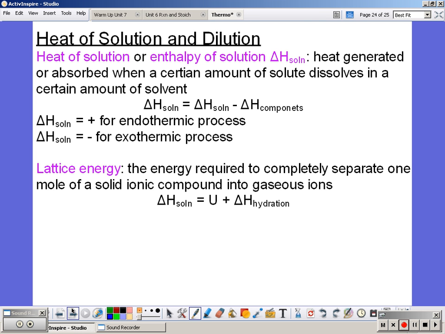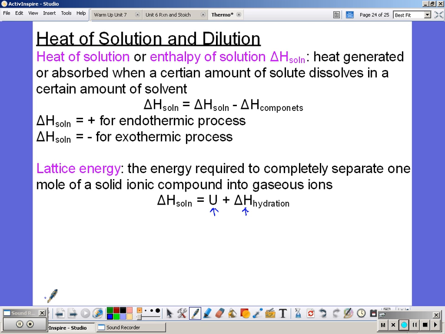The lattice energy is the energy required to completely separate 1 mole of the ionic compound into the gaseous states. So the U right here represents the lattice energy. Once the solute particles have been surrounded by water, then we have to look at the interaction between the positive cation in the water and the negative anion in the water, and that's what delta H of hydration is. So if we add those two together, then we would get delta H of the solution. This is very similar to what we've been doing before.